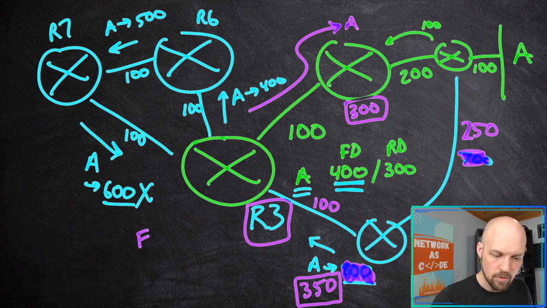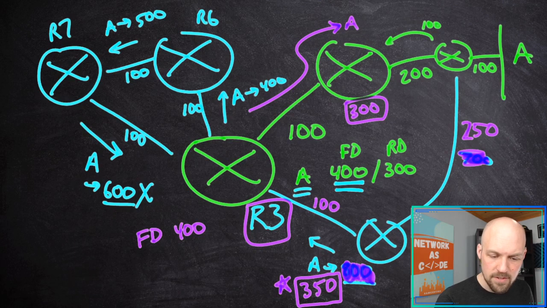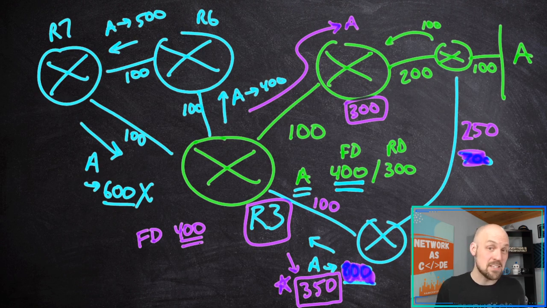So let's just write this down. I know it's getting a little busy. Feasible distance is 400 to get to path A. But interestingly enough, your advertised distance is 350. 350 happens to be less than 400. So remember what our loop prevention mechanism is? Our loop prevention mechanism is saying that if this number coming in is larger than my path to get there, then you might be using me to get there.